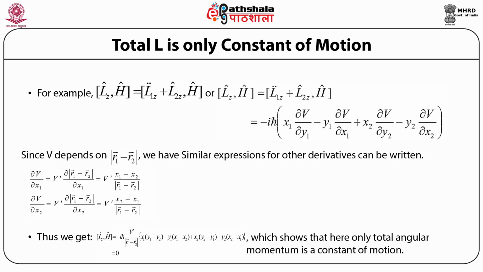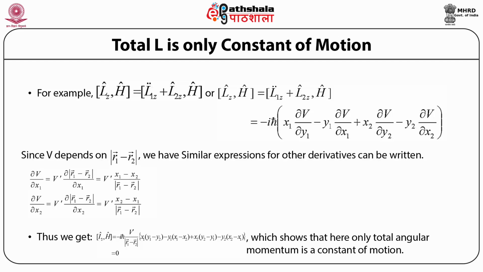Now, since the total potential energy of the system is a function of the modulus of the position vector r1 minus position vector r2, we can write the partial derivative of the total potential energy with respect to the coordinate x1 as V prime times the partial derivative of the modulus of position vector r1 minus position vector r2 with respect to the coordinate x1, and this yields the result V prime times x1 minus x2 upon modulus of position vector r1 minus position vector r2.